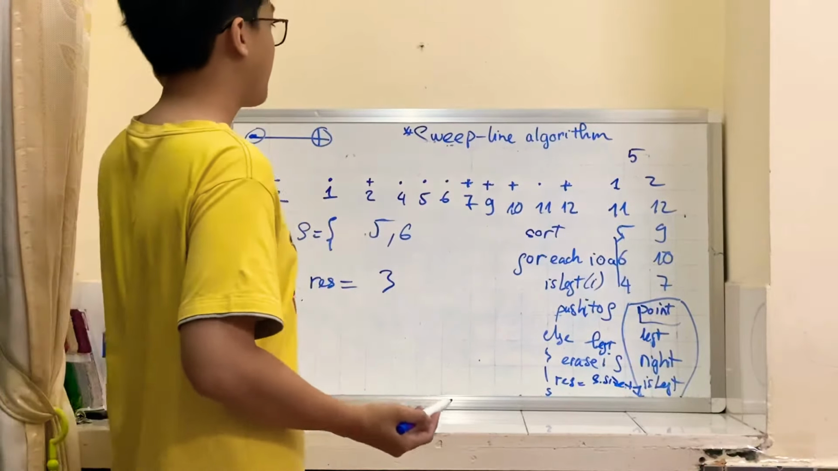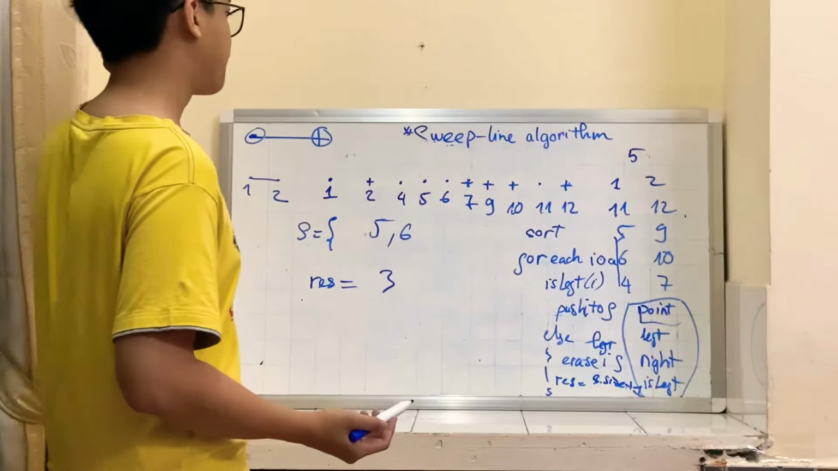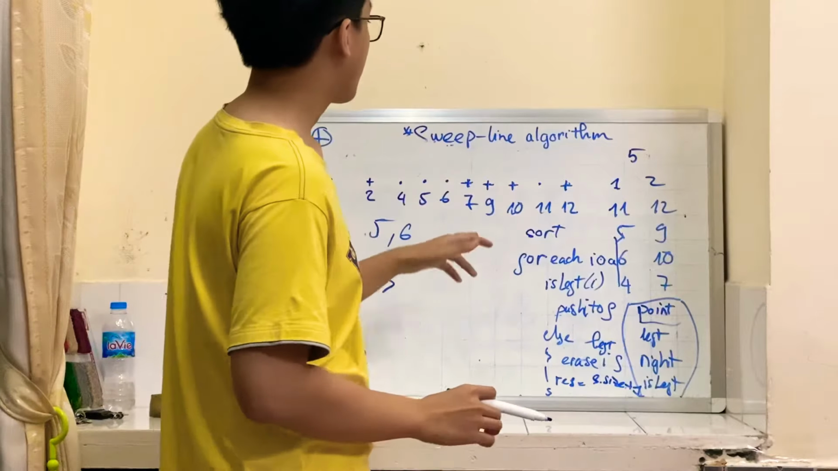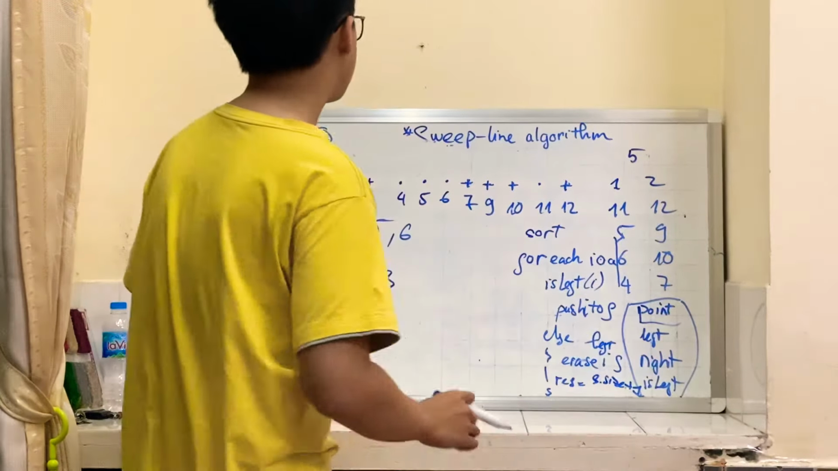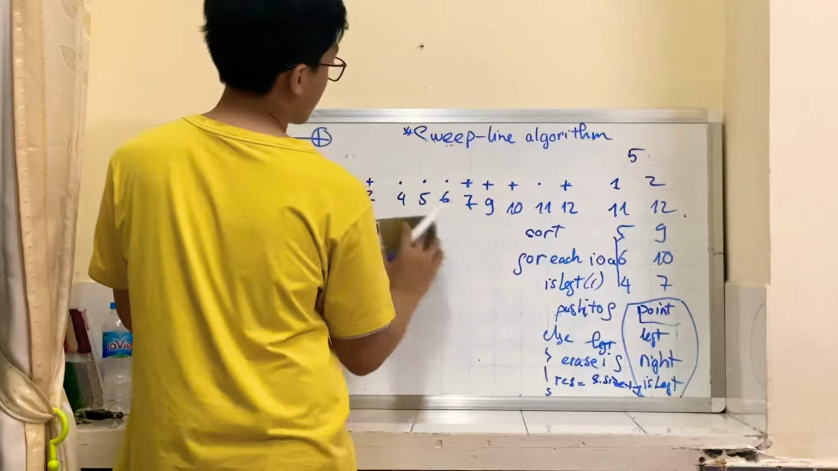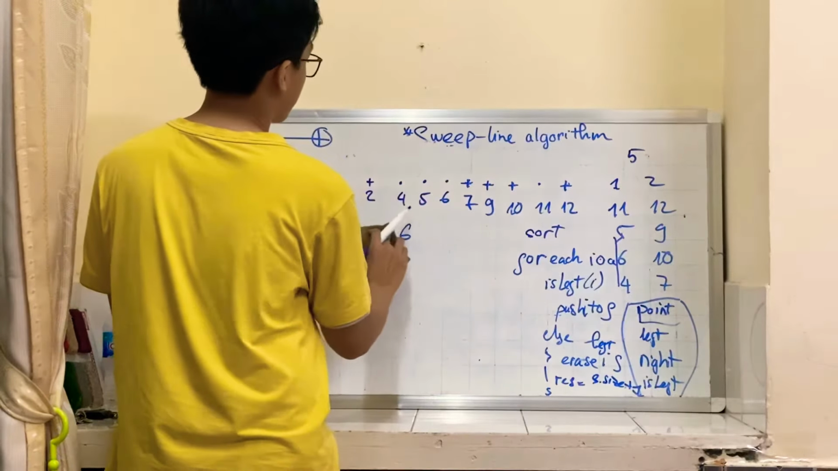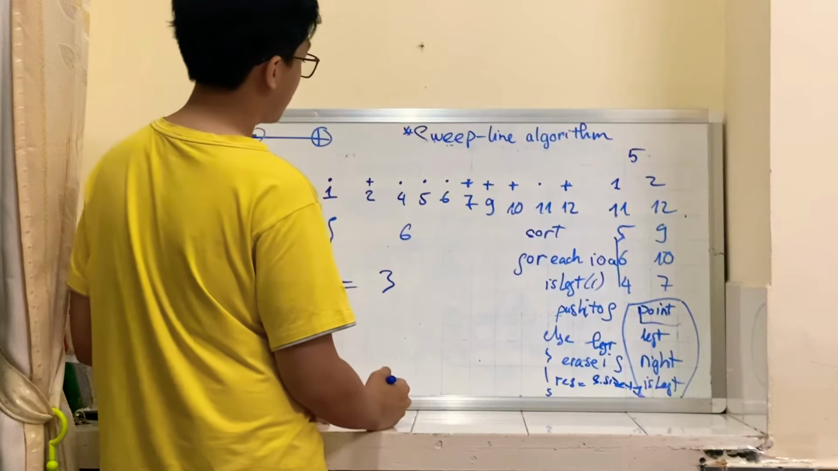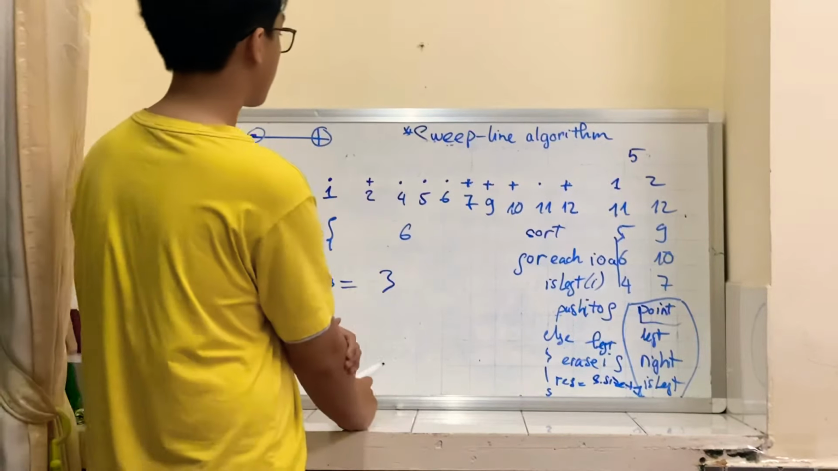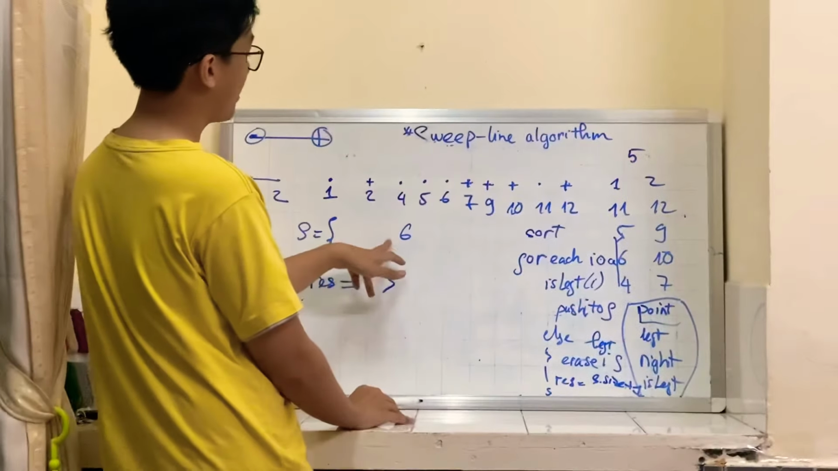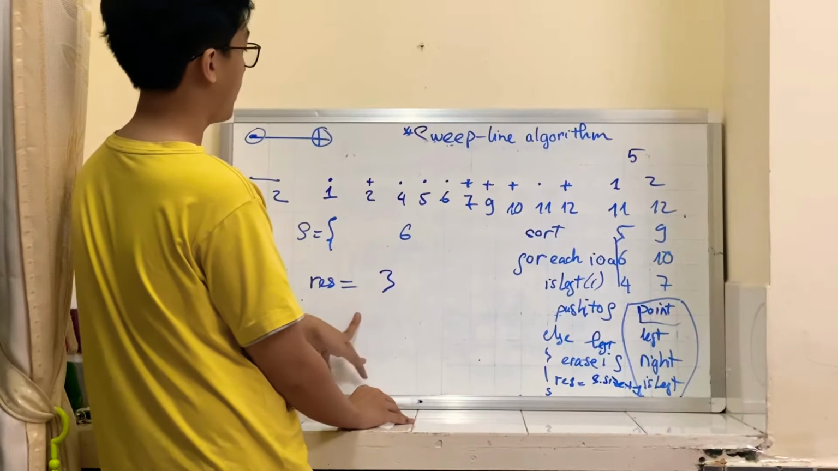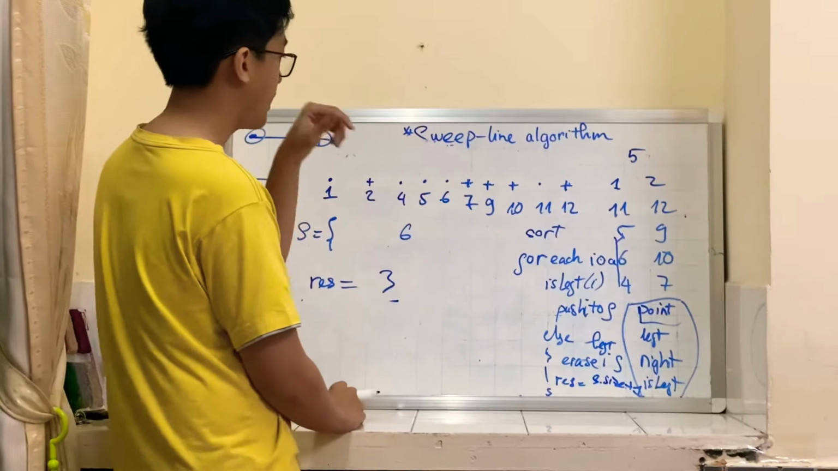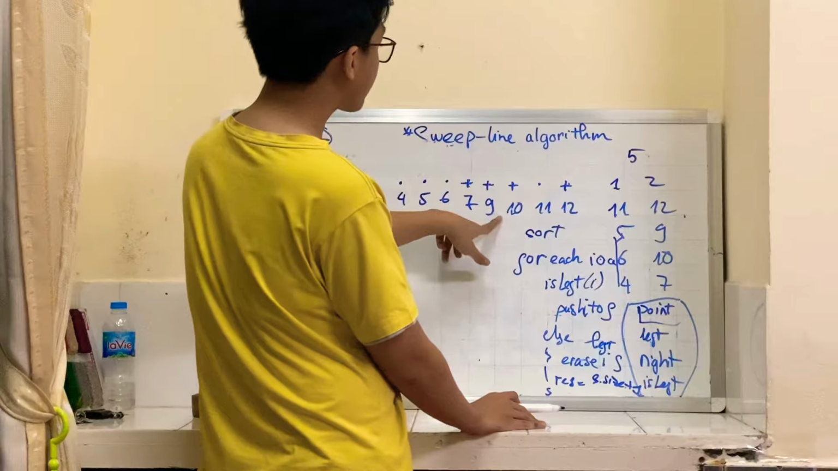Now the set contains 5 and 6. Then we consider the value 9. We know the left of 9 is 5, so we erase 5. So the set size will be 1, and then the result will be maximized. 1 plus 1 is 2, and the maximum between 2 and 3 is 3. So it remains unchanged.